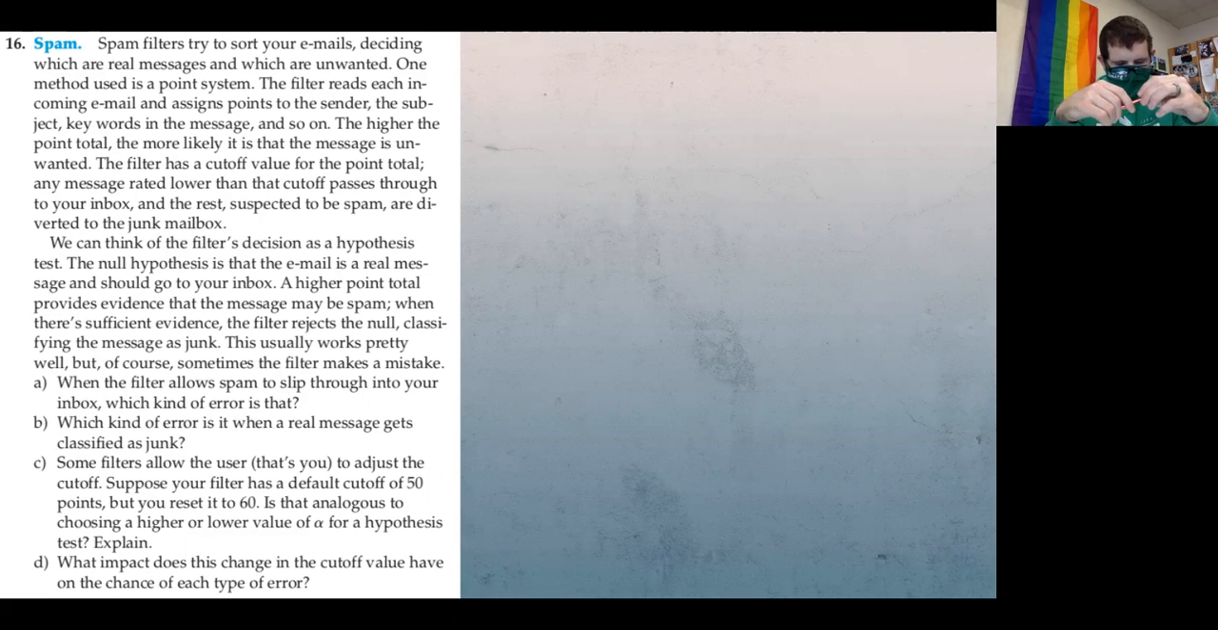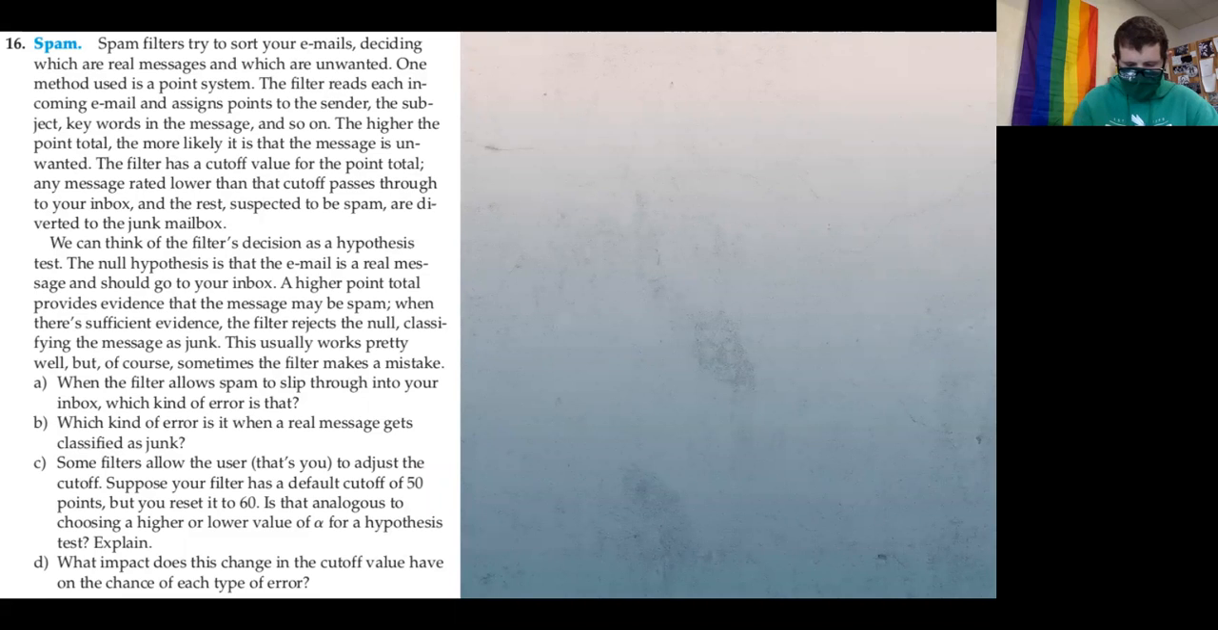We can think of the filter's decision as a hypothesis test. The null hypothesis is that the email is a real message and should go to your inbox. A higher point total provides evidence that the message may be spam. When there's sufficient evidence, the filter rejects the null, classifying the message as junk. This usually works pretty well, but of course, sometimes the filter makes a mistake. So the question: when the filter allows spam to slip through into your inbox, what kind of error is that? Well, let's not answer that just yet.